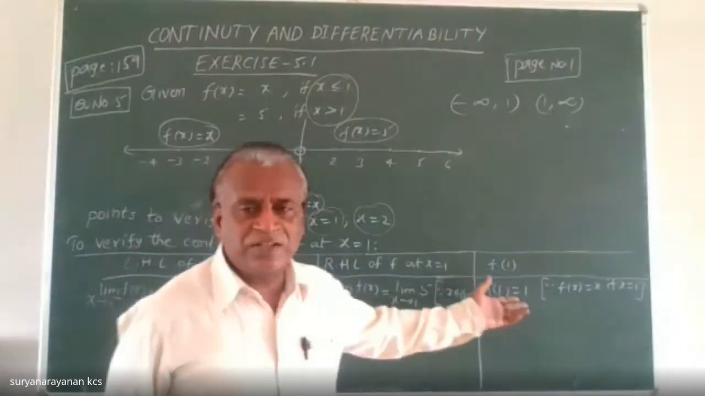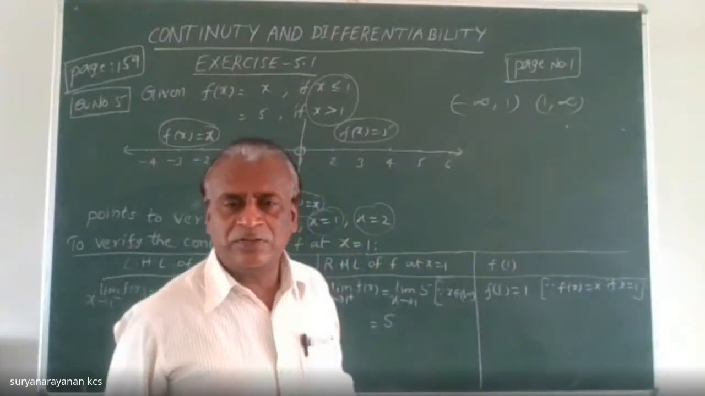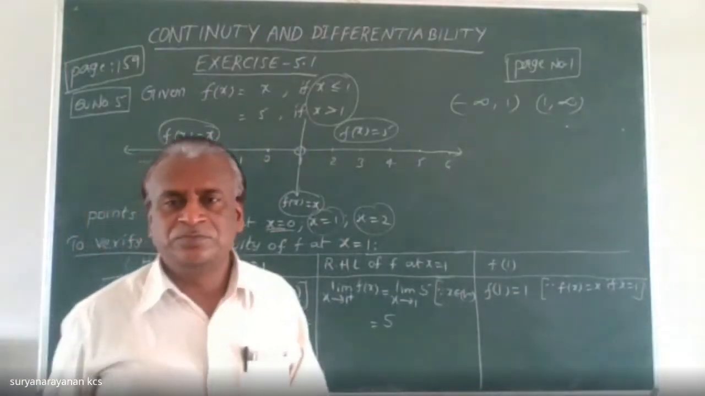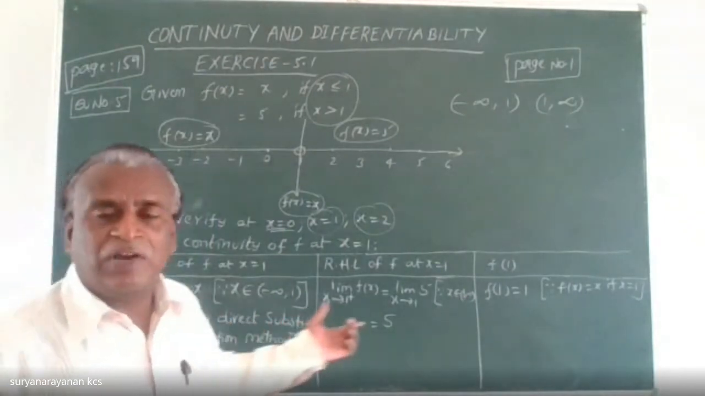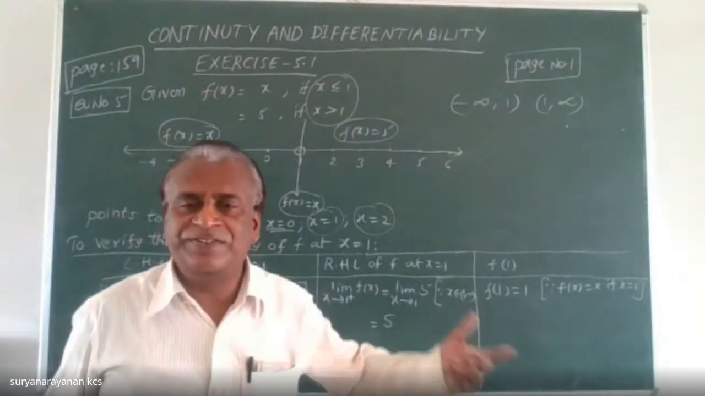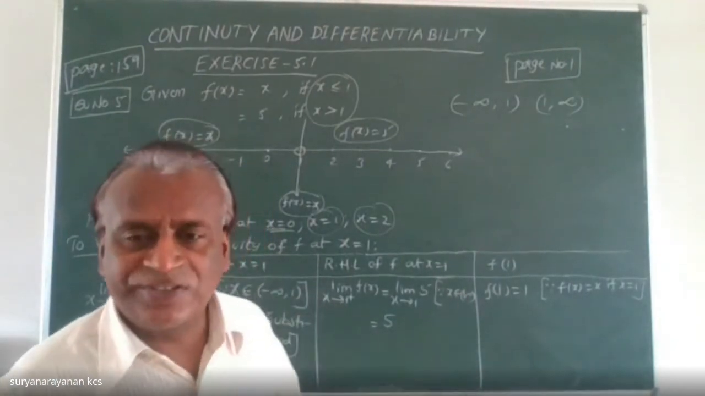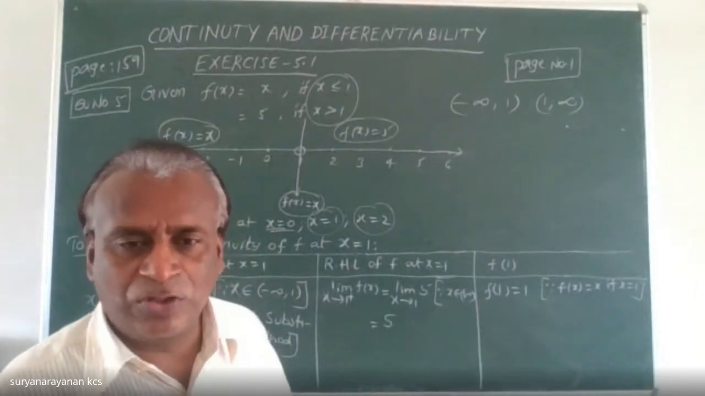1, sir. What is the right hand limit? 5, sir. Here, what is the function value at x is equal to 1? 1, sir. So, are these three values equal? No, sir. So these three values are not equal. Therefore, we say that the function is not continuous at x is equal to 1.